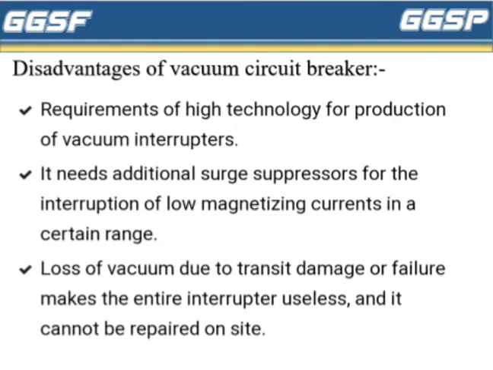Disadvantages of vacuum circuit breaker. Requirement of high technology for production of vacuum interrupters. Needs additional surge suppressors for the interruption of low magnetizing currents in a certain range. Loss of vacuum due to transit or failure makes the entire interrupter useless and it cannot be repaired on site.